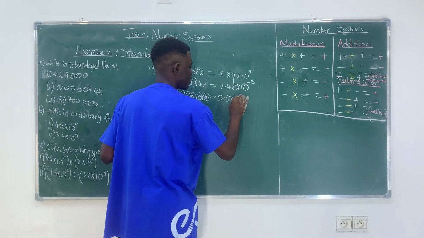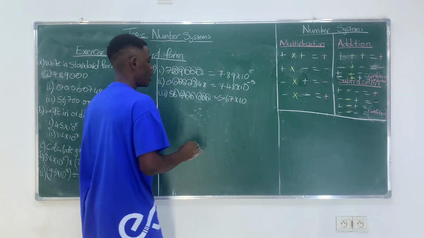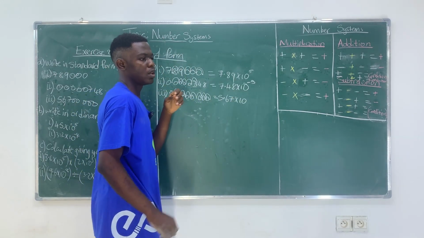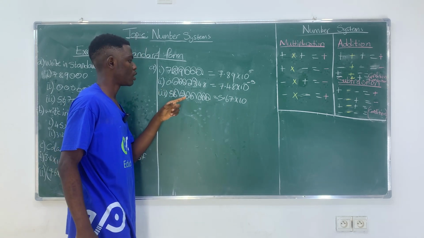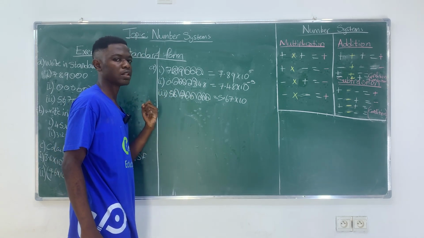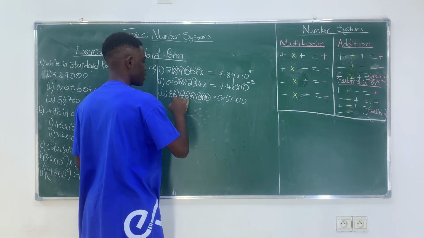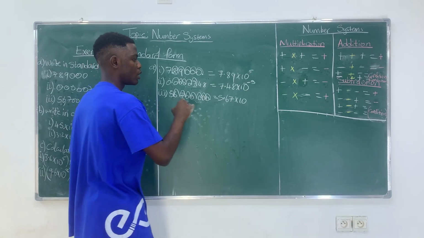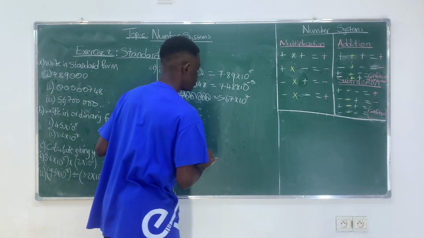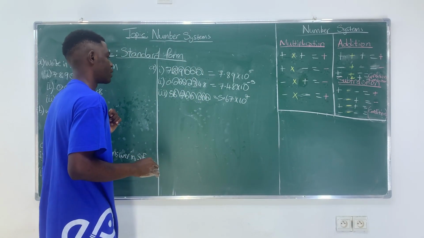We don't write them. So we just write times 10 to the power. Which power is it? The power of the number of times we shifted it. So it is 1, 2, 3, 4, 5, 6, 7. So it is 10 to the power 7. So we are going to leave it like that.